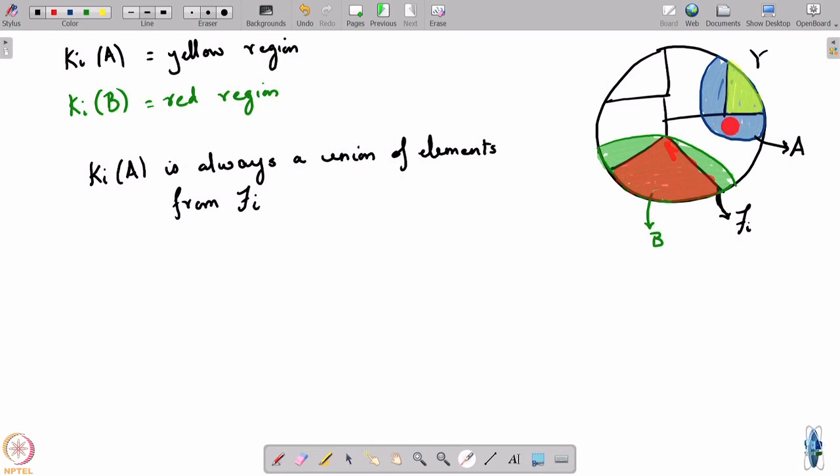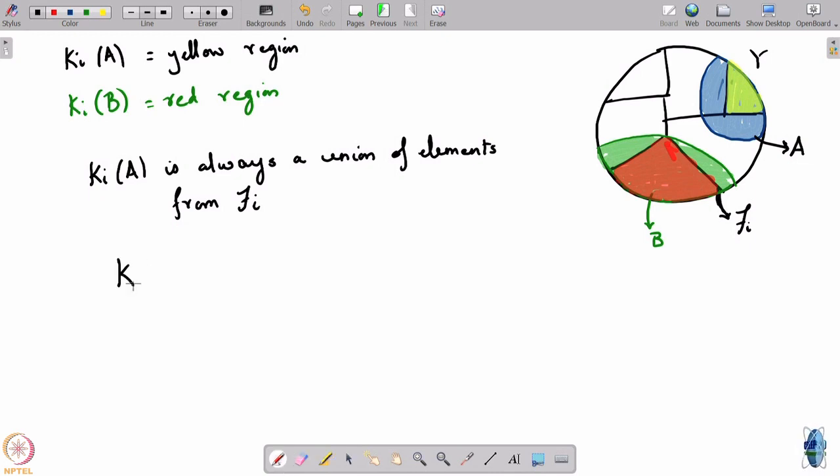So, therefore, these events are not in Ki of A, right. Likewise, it again intersects B, but is not a subset of B, right. So, therefore, these events are also not in Ki of B, right. So, what this means is that if you have elements of player I's partition which intersect an event but are not a subset of it, then they are not in player I's knowledge of that event. Okay. So, they are not in Ki of that event.